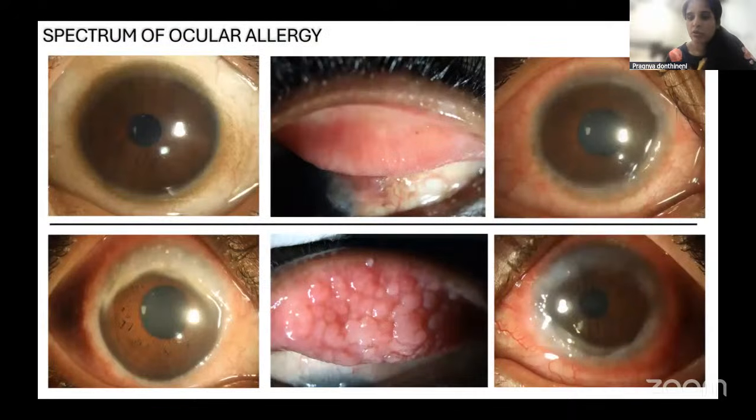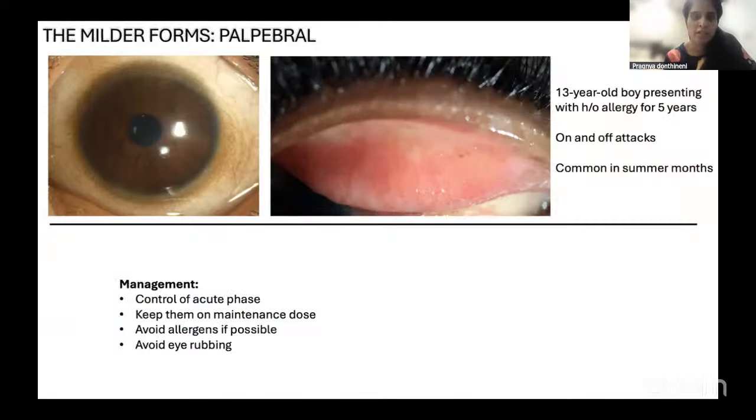And it's a huge spectrum. We get the mild cases, mostly burnt out or with very minimal allergy, with perilimbal pigmentation and mild papillae, or the ones which are more severe, with limbal papillae, or the mixed variant where you have both the palpebral involvement and the limbus involvement. These are more severe forms and more difficult to treat.